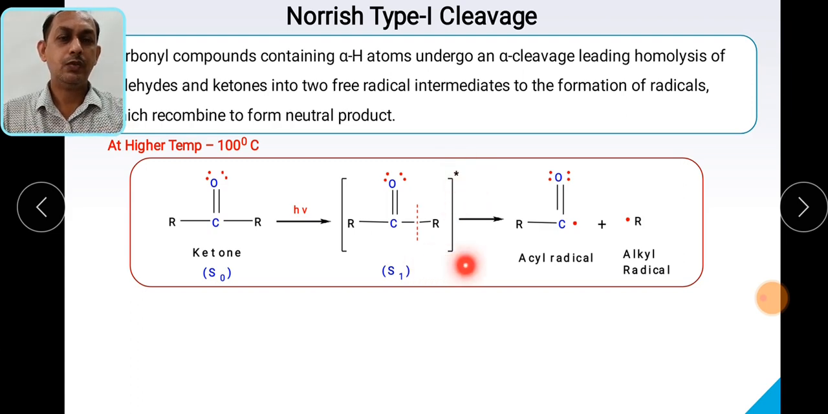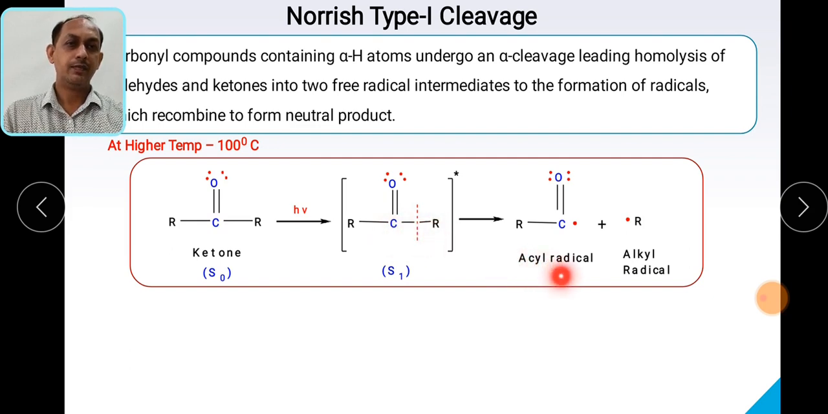So once it gets to the first excited state, there occurs a breaking of this particular bond. And as a result of that, this particular single bond breaks in the homolytic fashion. So what will happen? Due to the homolytic fashion, one radical will form on the carbonyl carbon, while another radical will form on the alkyl group.